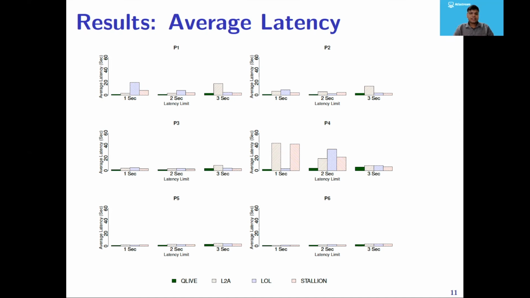Looking at the average latency, we can see that QLive is always in close proximity of the latency limits, even for challenging scenarios such as profile P4, where the bandwidth is significantly lower. Other methods have higher latency, sometimes even for profiles like P1 and P2. This happens when the algorithm chooses to increase the playback speed to reduce the latency at lower buffer occupancy, causing more stalls and ultimately higher latency.